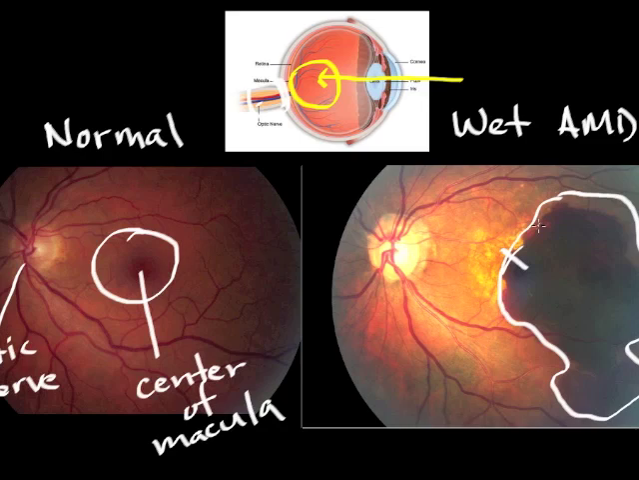So hopefully now you've had a chance to see a picture of a normal retina, a picture of a retina with drusen, a picture of a retina with atrophy, and here a picture of a retina with blood, that is a retina with wet AMD.